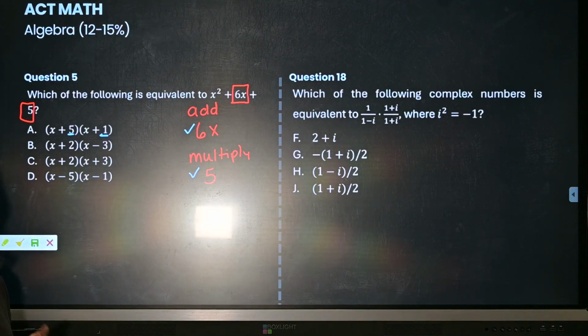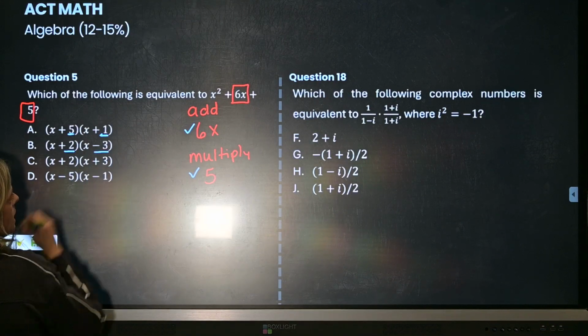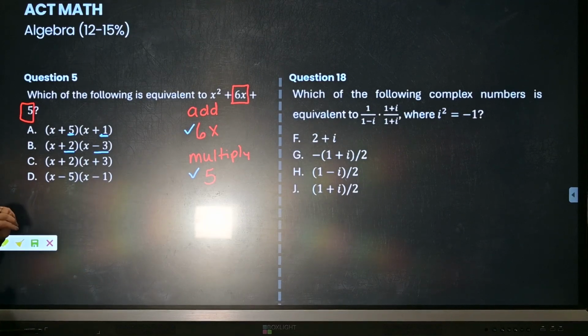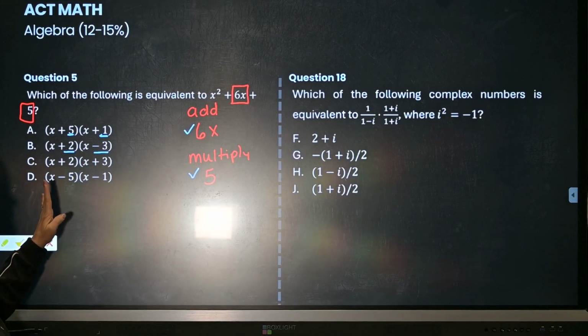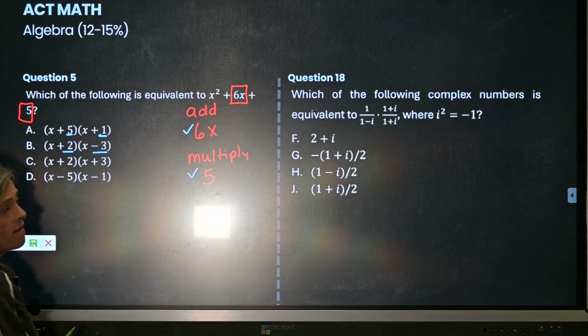Now let's just do one more just so I can show you why it doesn't work sometimes. So let's just look at B. So 2 plus -3 is -1. Can't be my answer, okay? 2 times -3 is -6. And it does not get me my 5, okay?